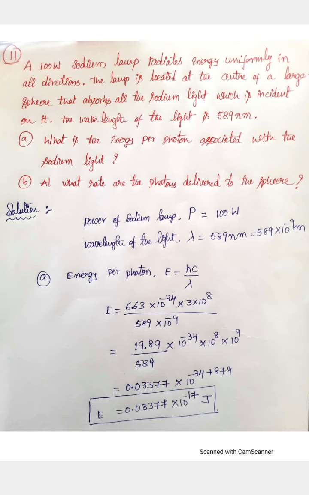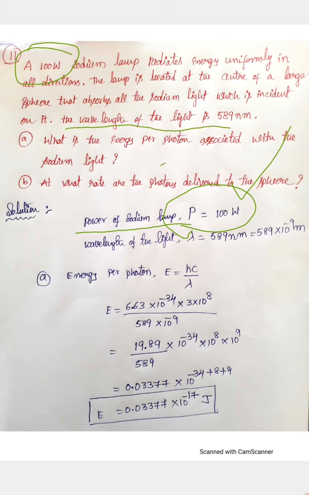In this question, they have given a sodium lamp which is emitting radiation, and the power of the sodium lamp is about 100 watt. Write that down: the power of the sodium lamp, capital P, is equal to 100 watt. The wavelength of the light they have given is 589 nanometer. Write that value: wavelength lambda is equal to 589 nanometer, that is 589 into 10 to the power minus 9 meter.